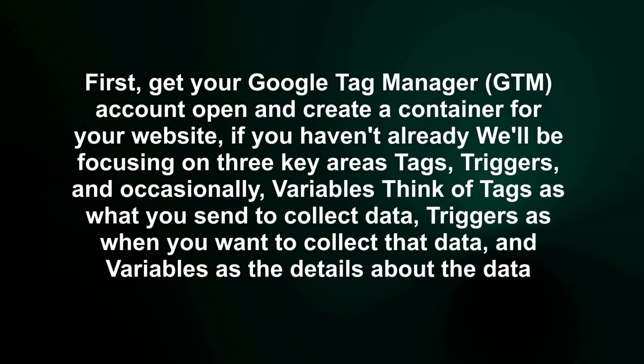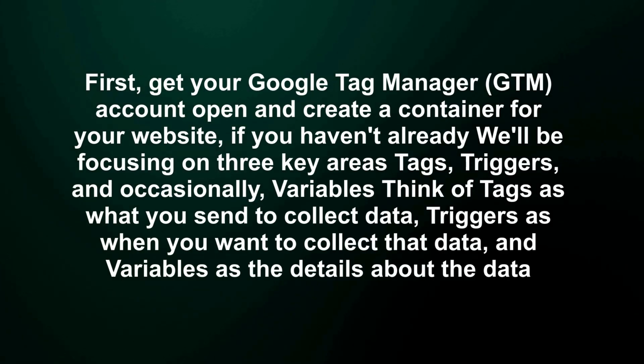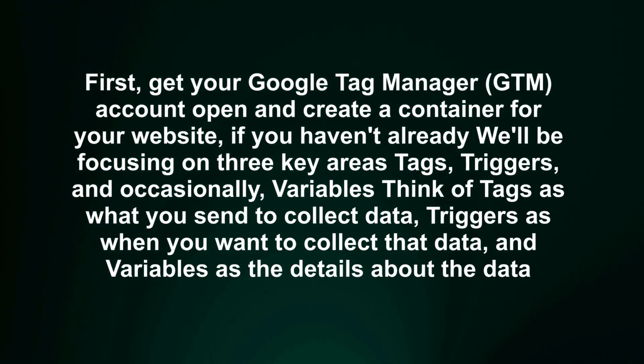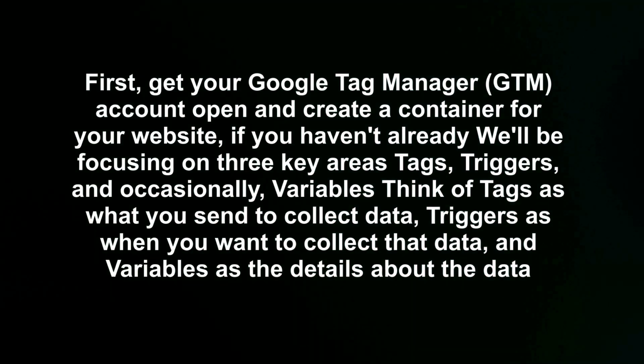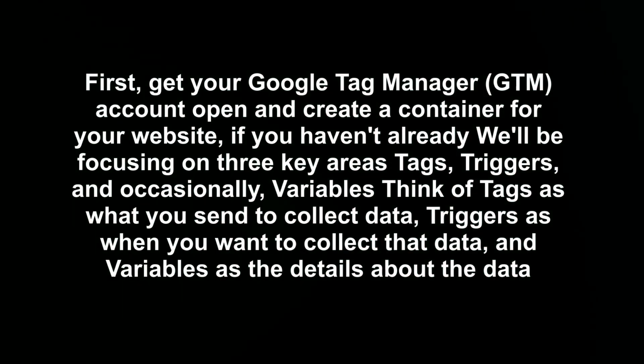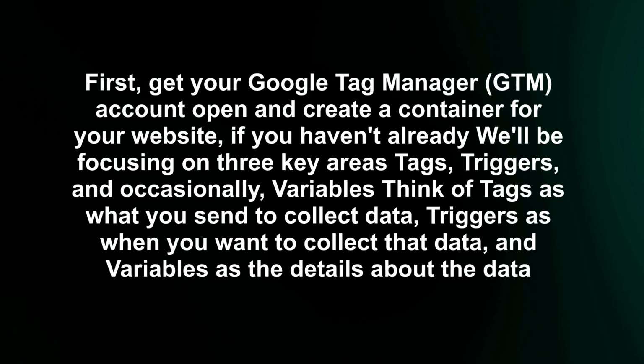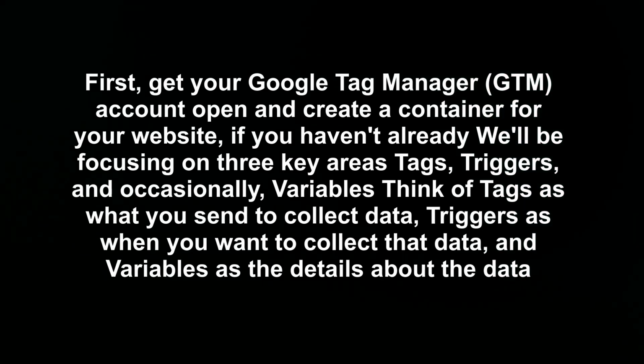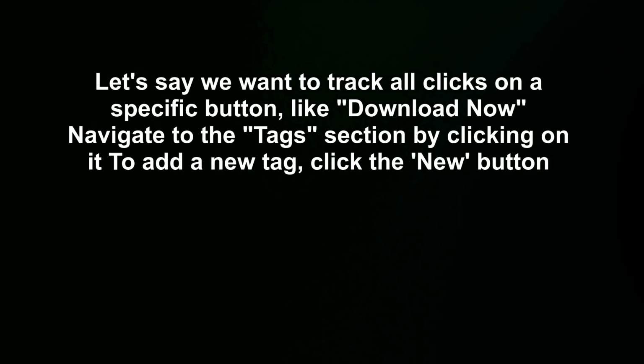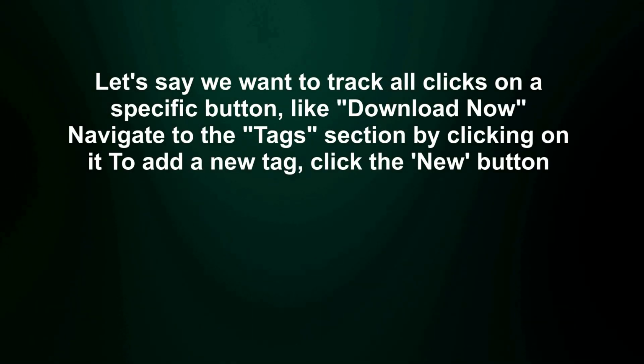If you haven't already, we'll be focusing on three key areas: tags, triggers, and occasionally, variables. Think of tags as what you send to collect data, triggers as when you want to collect that data, and variables as the details about the data. Let's say we want to track all clicks on a specific button, like Download Now.